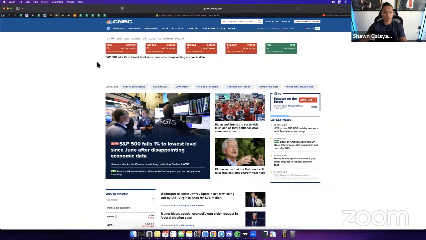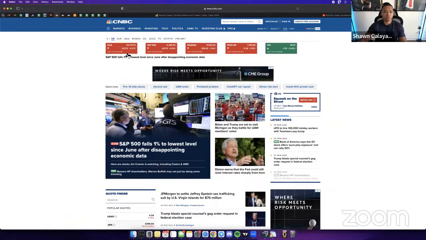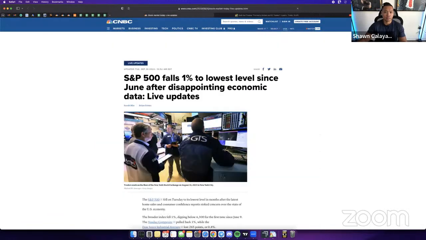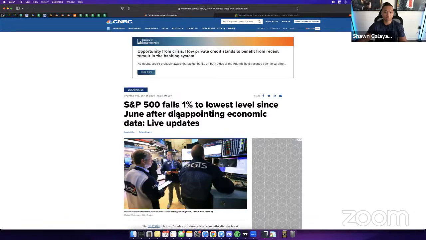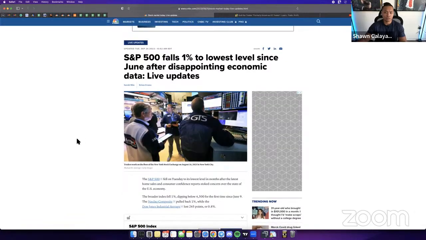It looks like price was just a little too far down. So you can see right here, it's down 227 points. It's pretty low right now. I think this is a news event that just caused price to spike. So it says right here, S&P falls 1% to lowest level since June after disappointing economic data. So I think price just got too low to a low point.